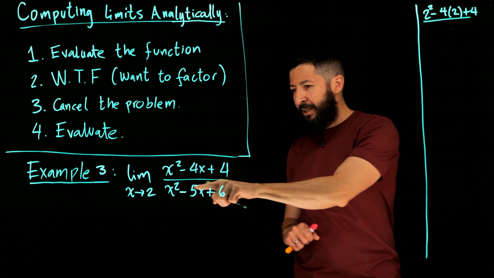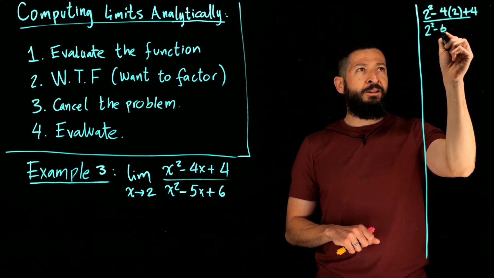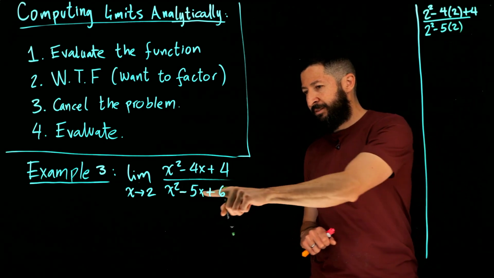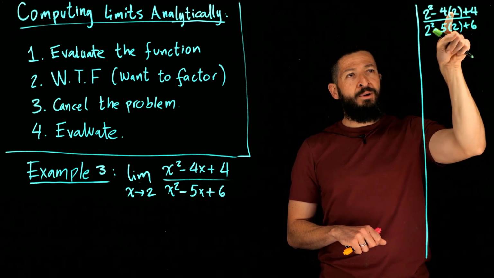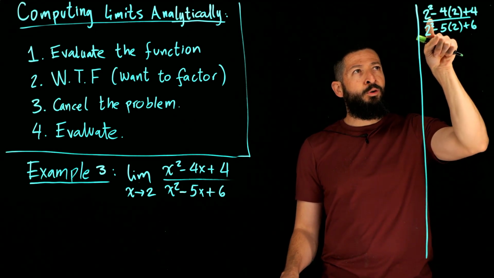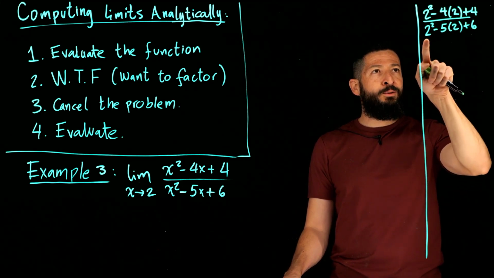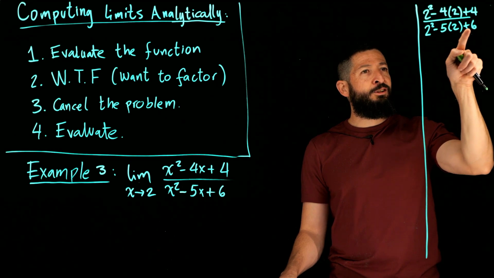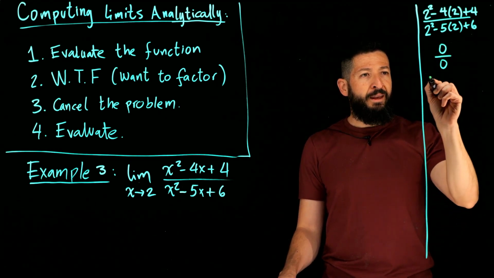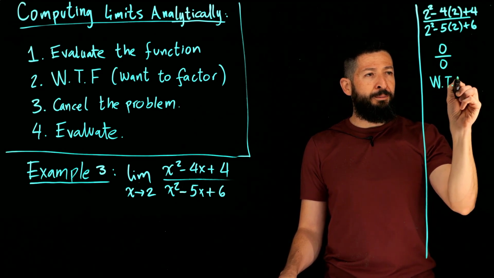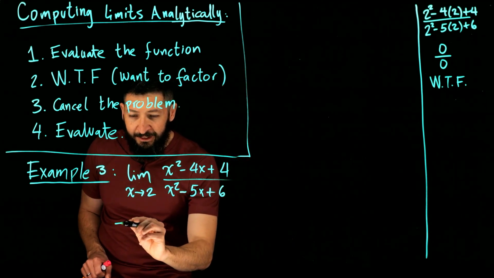Divided by, I get x squared, so 2 squared, minus 5 times 2, 5x, plus 6. You notice here you get 4 minus 4 times 2. So 4 minus 8 is -4, plus 4 is 0. This one I get 4 minus 10, -6, plus 6 is 0. So I'm getting again something of the form 0 over 0. And that means you want to factor. And so you go ahead and do that. So let's factor here.